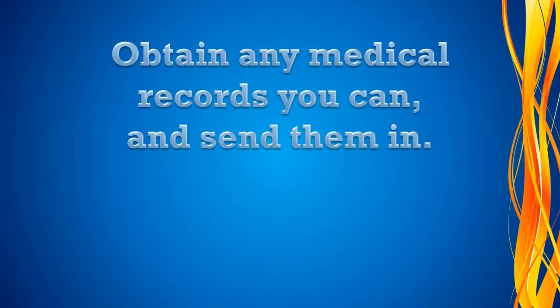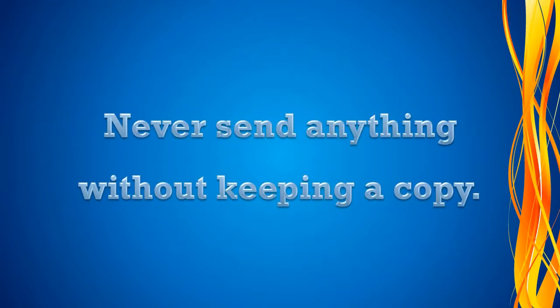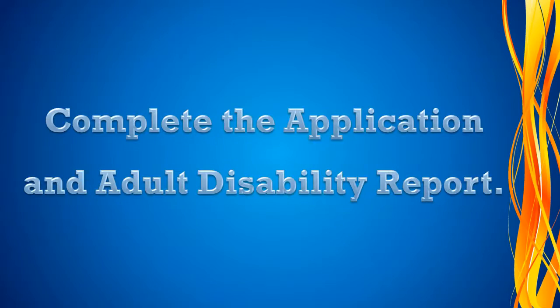Obtain any medical records you can and submit a copy of them along with your paperwork to Social Security. Social Security will attempt to obtain your medical records based on the information you've given them, but they're more likely to have a complete set of records if you supply them with one. Never send Social Security any form, medical record, or any type of documentation without making and keeping a copy for yourself in your files. Make sure you complete the application and adult disability report.